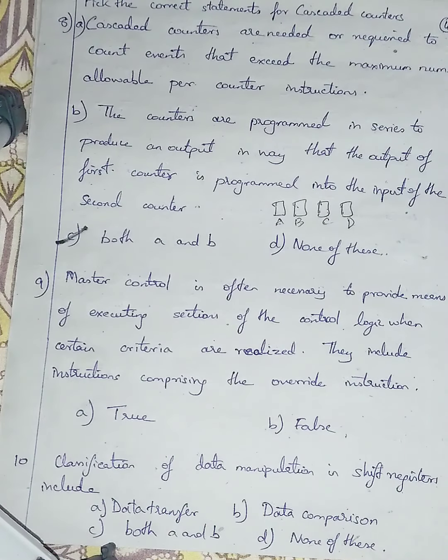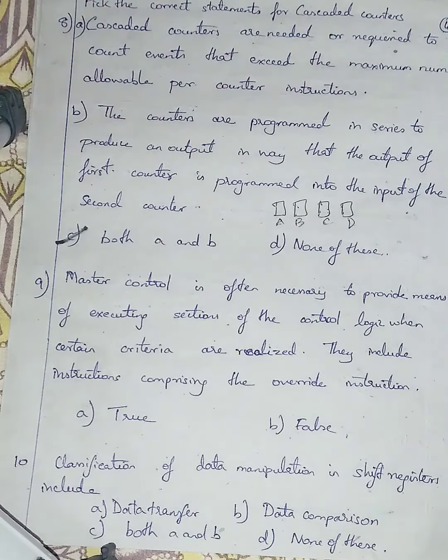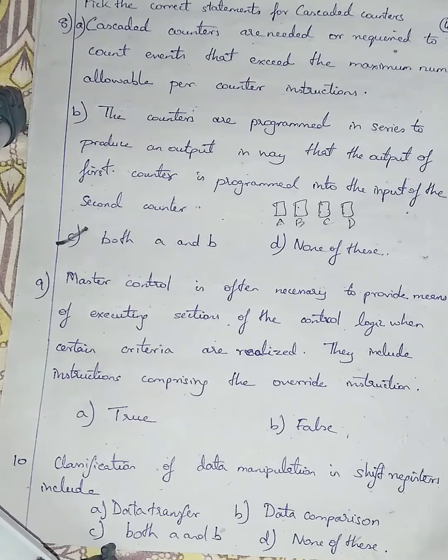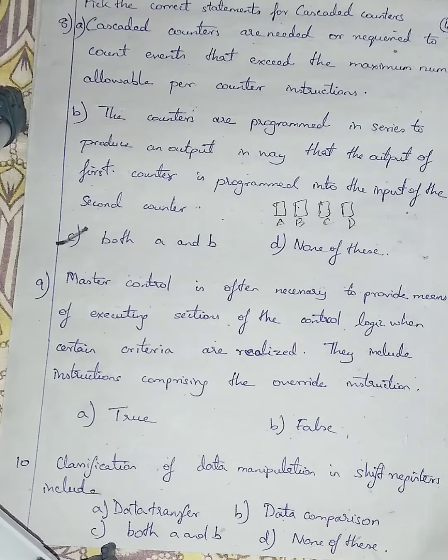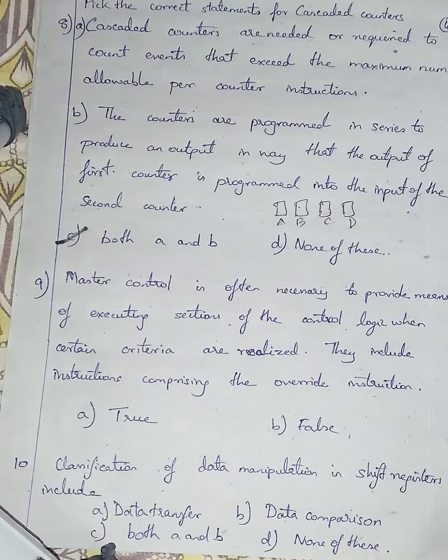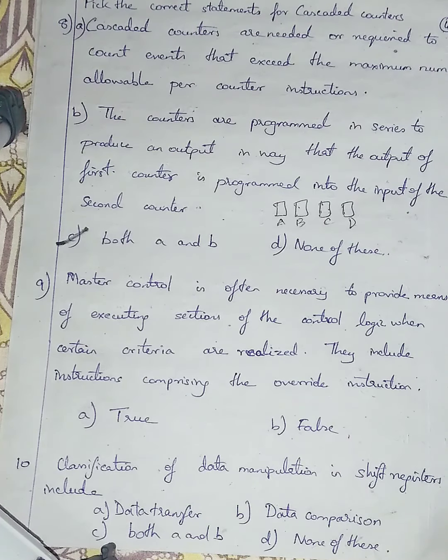Question number 9, master control is often necessary to provide means of executing sections of the control logic which, when certain criteria are realized, include instructions comprising the override instruction. Master control means it controls everything. It is often necessary to provide means of executing sections of the control logic when certain criteria are realized.